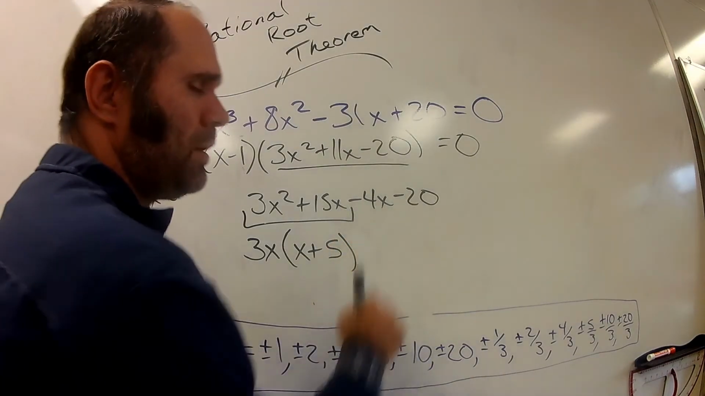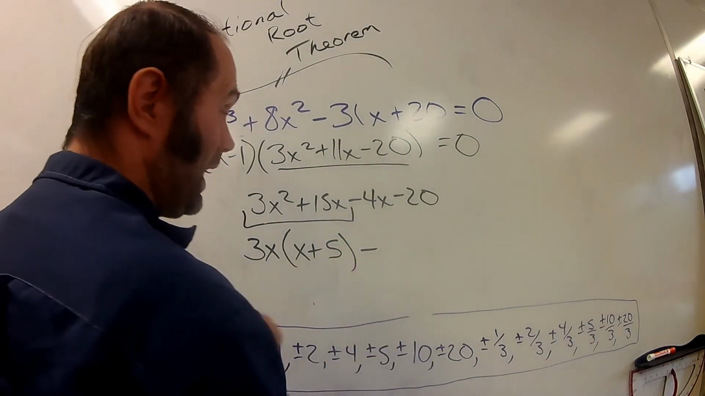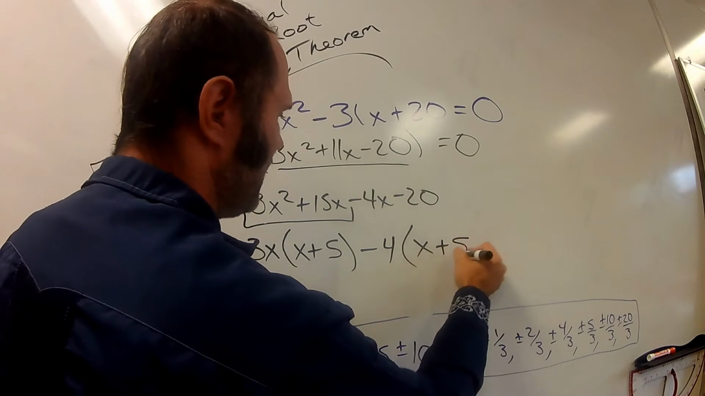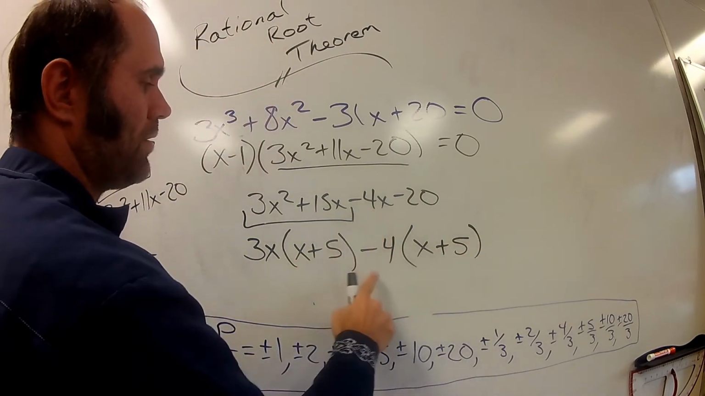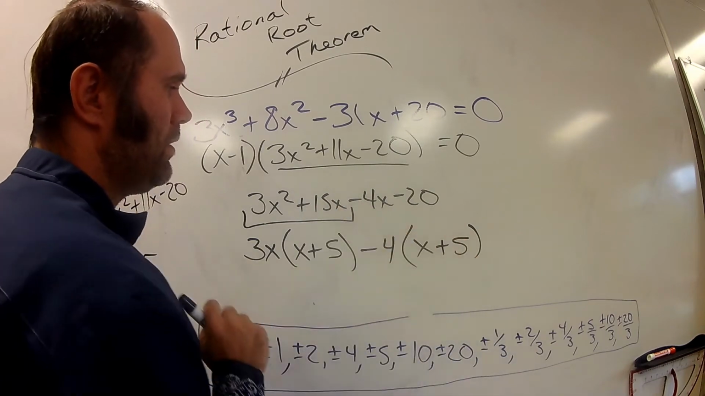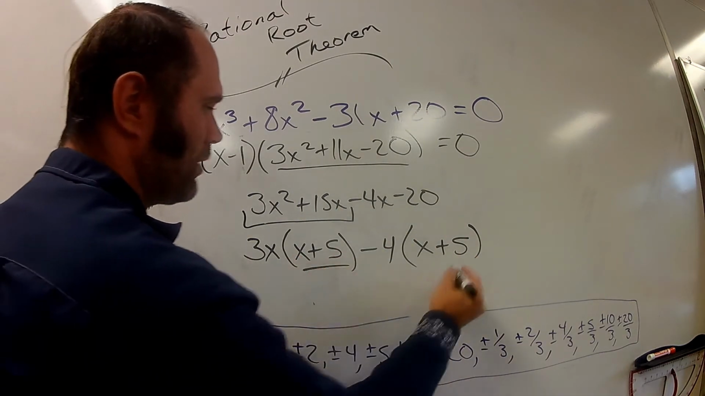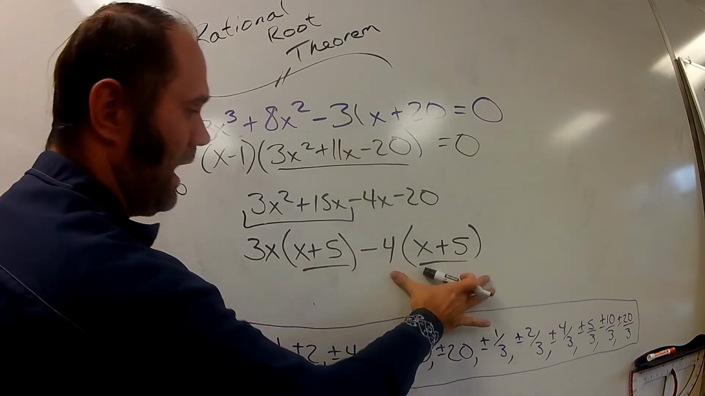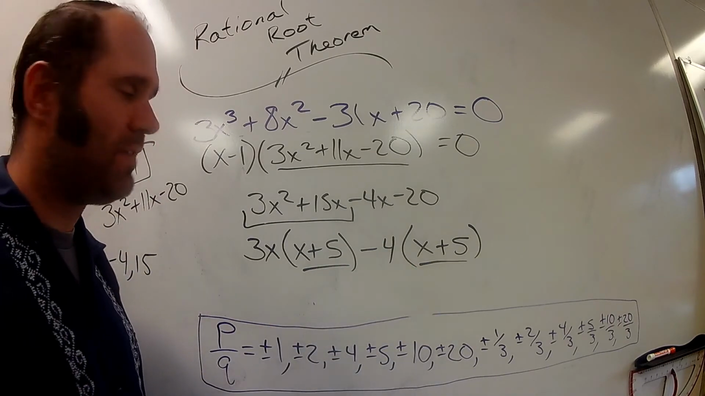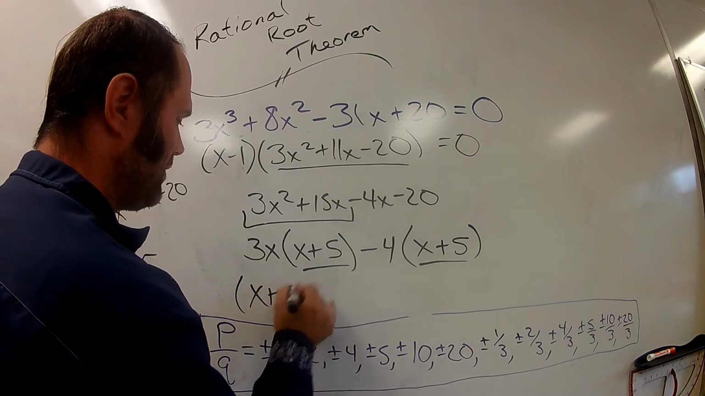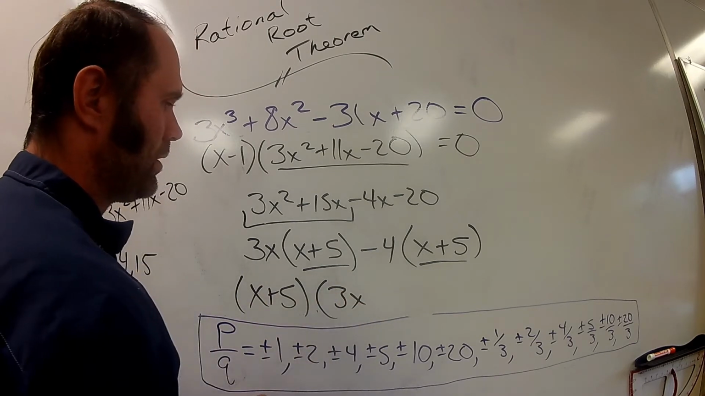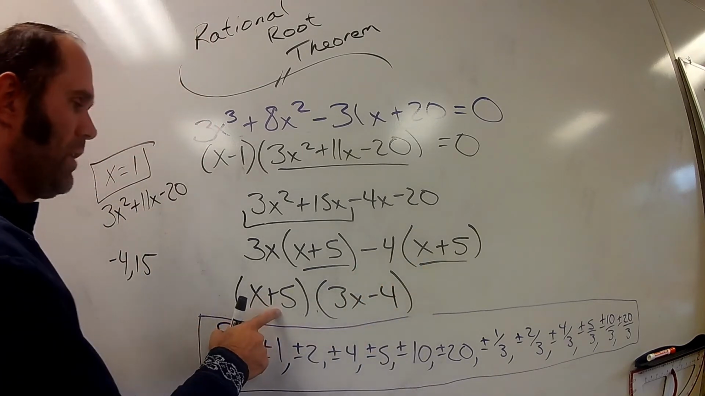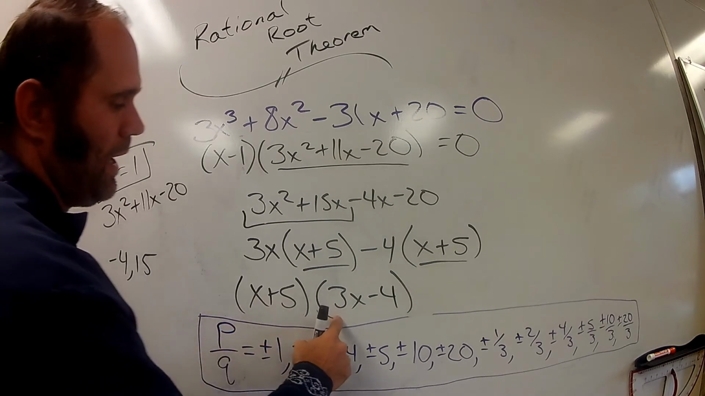What do these two have in common? Well, it looks like a negative sign. So a negative 4 times x plus 5. Negative 4 times x is negative 4x. Negative 4 times 5 is negative 20. Look, x plus 5, x plus 5. They are the same. So what do these two terms have in common? They both have an x plus 5 in common. So we can pull x plus 5 out of the first term, and we're left with 3x. We can pull x plus 5 out of the second term, and we're left with negative 4. We just figured it out. It's x plus 5, and then 3x minus 4.